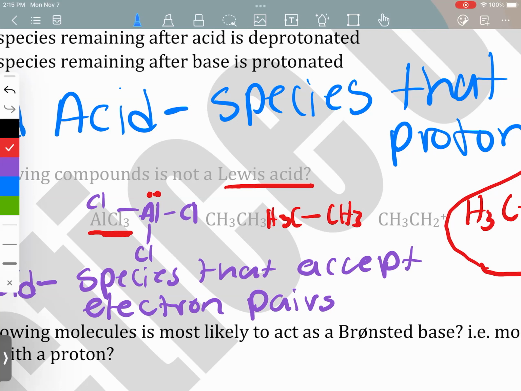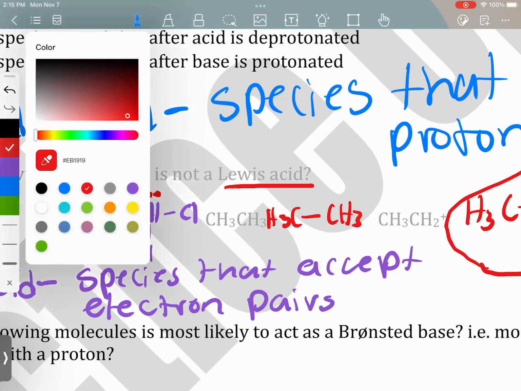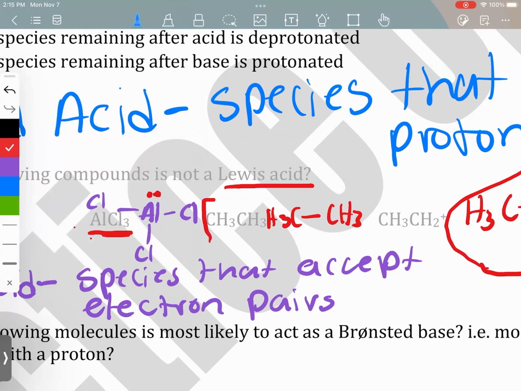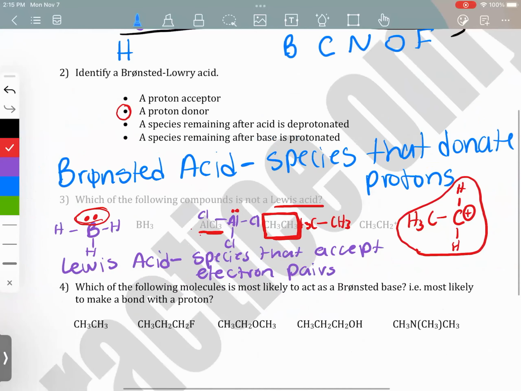It has all 4 bonds to maintain its stability. So the answer is 2 methyls. CH3, CH3 cannot be a Lewis base. I mean acid. Keep saying this. Because it has all its bonds. Carbon has all 4 bonds that it needs, and it's not electron deficient.